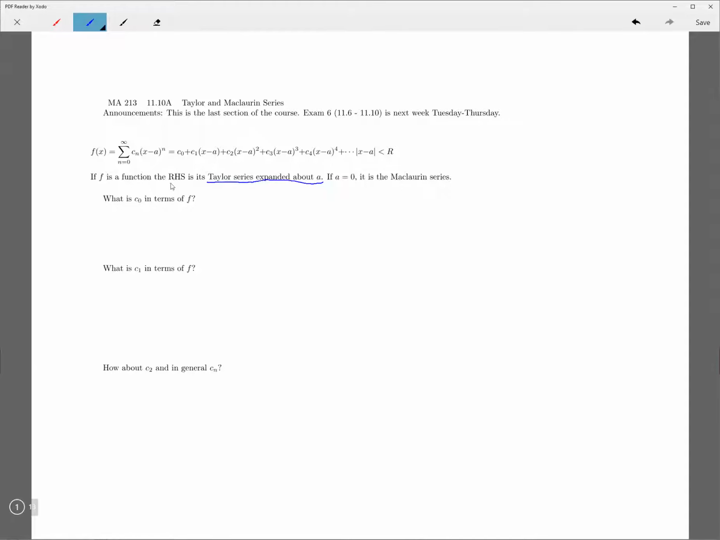Okay, so now look at this equation here. You have f of x equals c0 plus c1 times x minus a plus c2 times x minus a squared and c3 times x minus a cubed and so on. Okay, so can anybody tell me really quickly what c0 is going to be in terms of f?